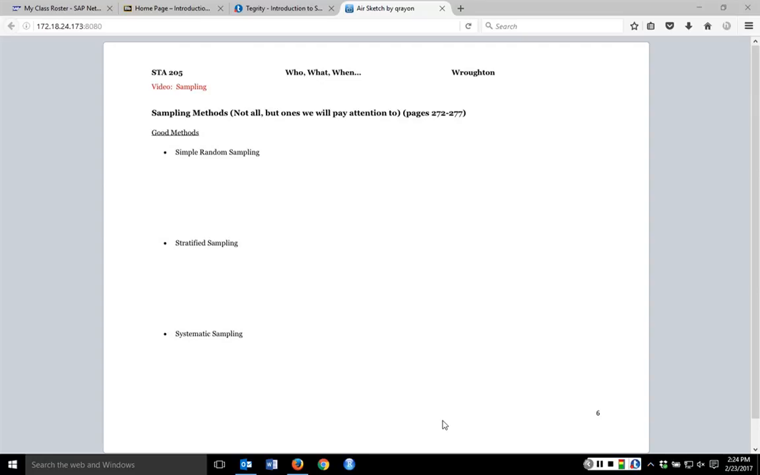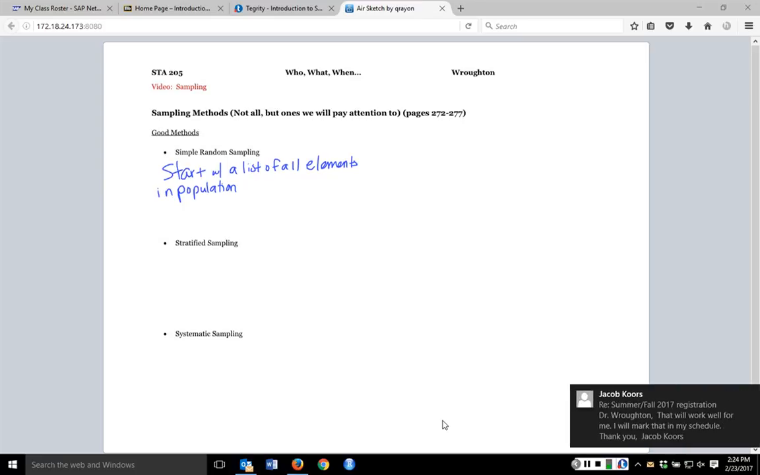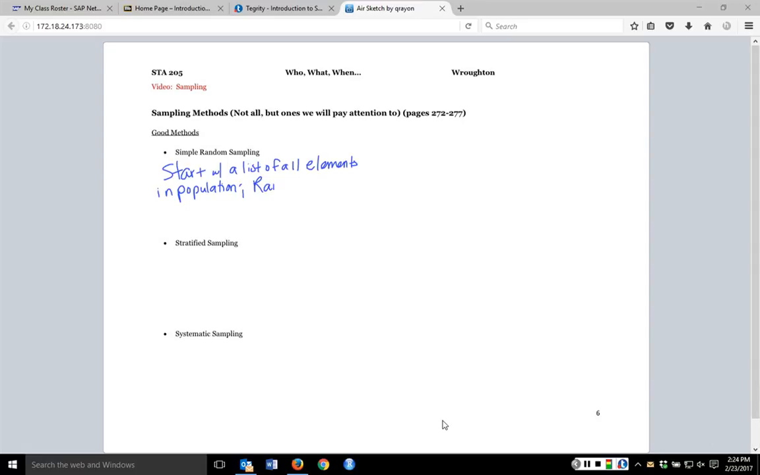So the first good method we're going to talk about is what's called a simple random sample. So the goal here is that you're going to start with a list of all elements in your population. So if you're looking at having all undergraduate students at NKU being your population, you're going to have a list of all those students. Then from there, you're going to randomly select n of them, and that will be your sample.